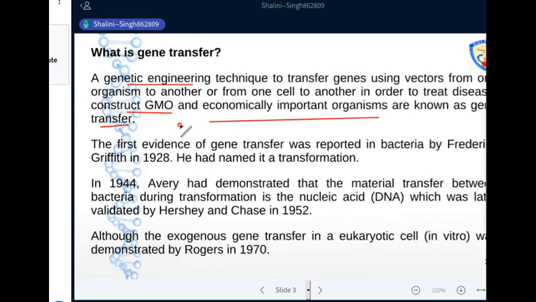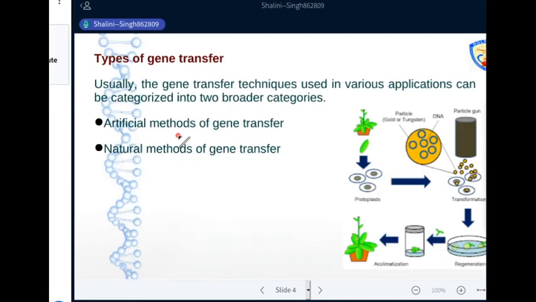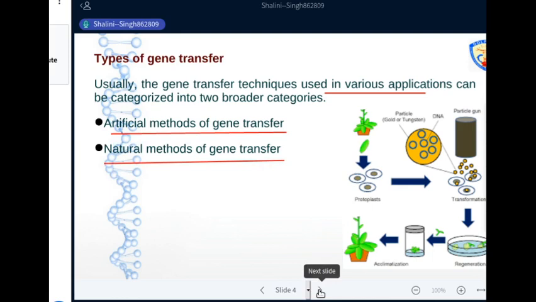transgenic plants. So gene transfer in case of plants may be done either by agrobacterium mediated transformation or there are also some direct gene transfer methods. The gene transfer techniques which is used in various applications can be categorized into these two categories. First, artificial methods of gene transfer and natural methods of gene transfer.